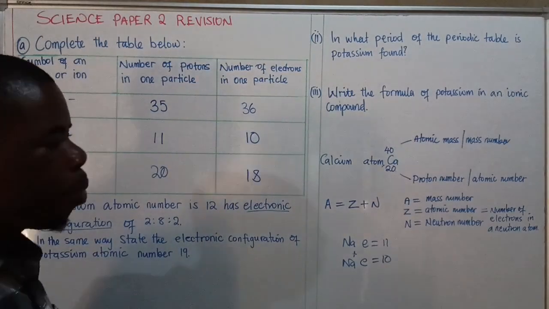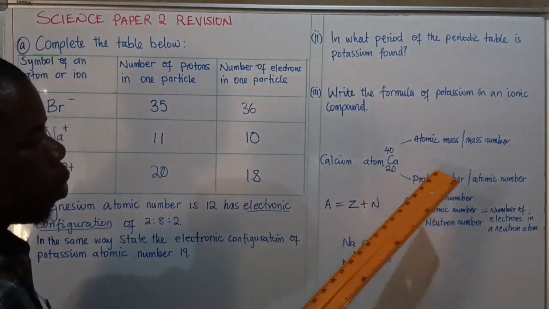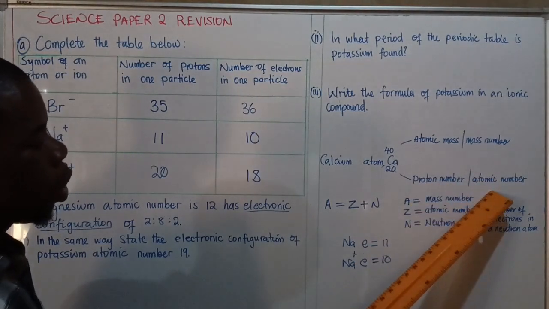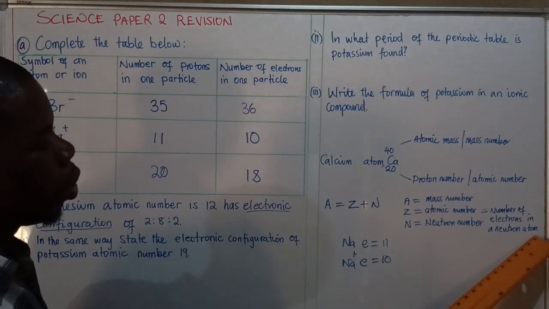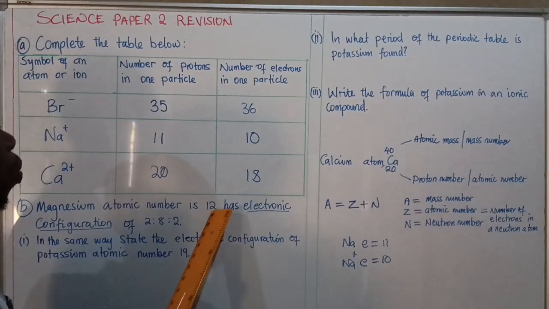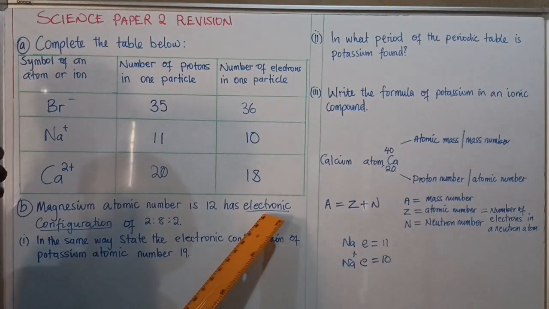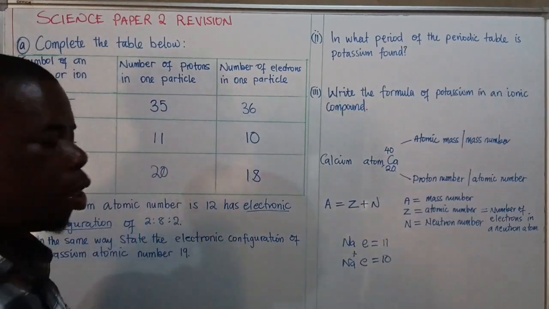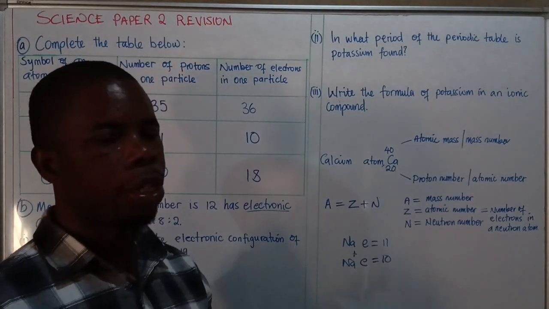Electronic configuration. Remember, I've talked about the electrons. If you know the atomic number, also known as proton number, that is also equal to the number of electrons in a neutral atom. So if we are told that magnesium atomic number is 12, we must also know that magnesium has 12 electrons. Now, when they talk about electronic configuration, it just talks about the arrangement or placement of electrons in shells.